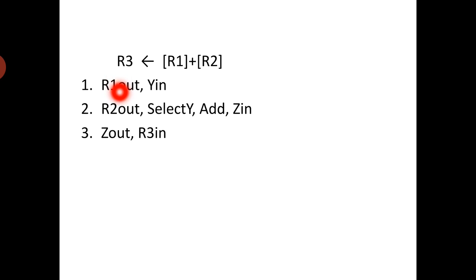See, R2 out is activated, which means the data is transferred to the processor internal bus, and from there it is directly transferred to the B input of the ALU. Select Y: depending upon the Y register selection, the data present in the Y register is transferred to the A input of the ALU. So now the ALU has both operands A and B.